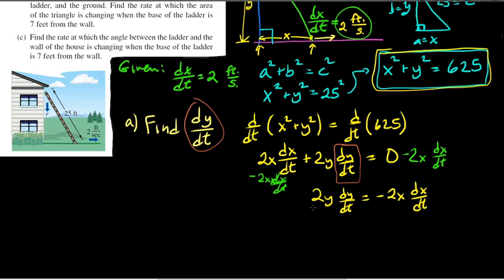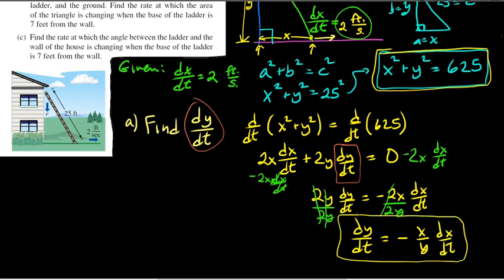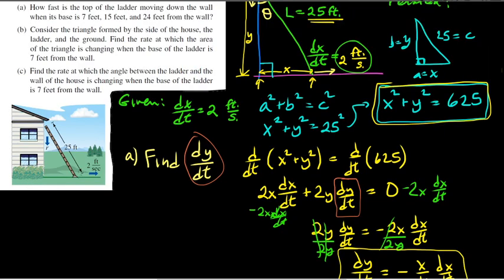And now just divide by 2y. Cancel the 2's, cancel the y's. And finally we have that the derivative of y with respect to t is negative x over y times the derivative of x with respect to t. That's supposed to be a t. And then that should answer the question. Now, of course, we just plug in the numbers. And so in part A, I need this up here.